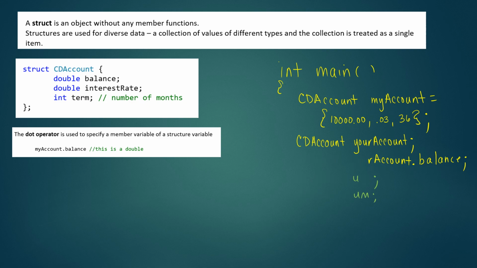So what we could do is we could either assign it using the dot operator, assign each member variable, or we could ask the user. You could assign like your account dot balance equals 30,000.